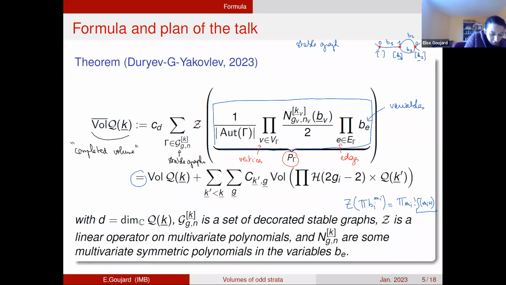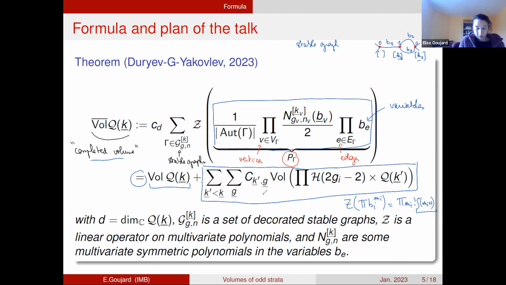So the completed volume is actually the Masur-Veech volume that I really want to compute, plus some additional contribution. And this additional contribution is an explicit combination of volumes of boundary strata. So let me maybe show you on an example, and I will explain later why we get that, how we get that.